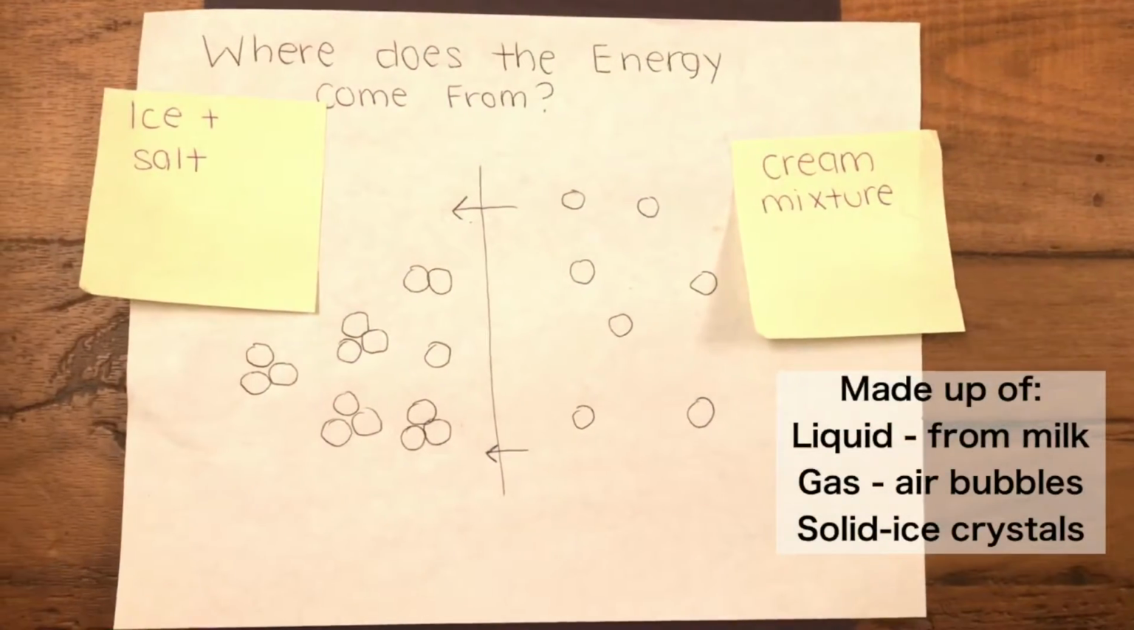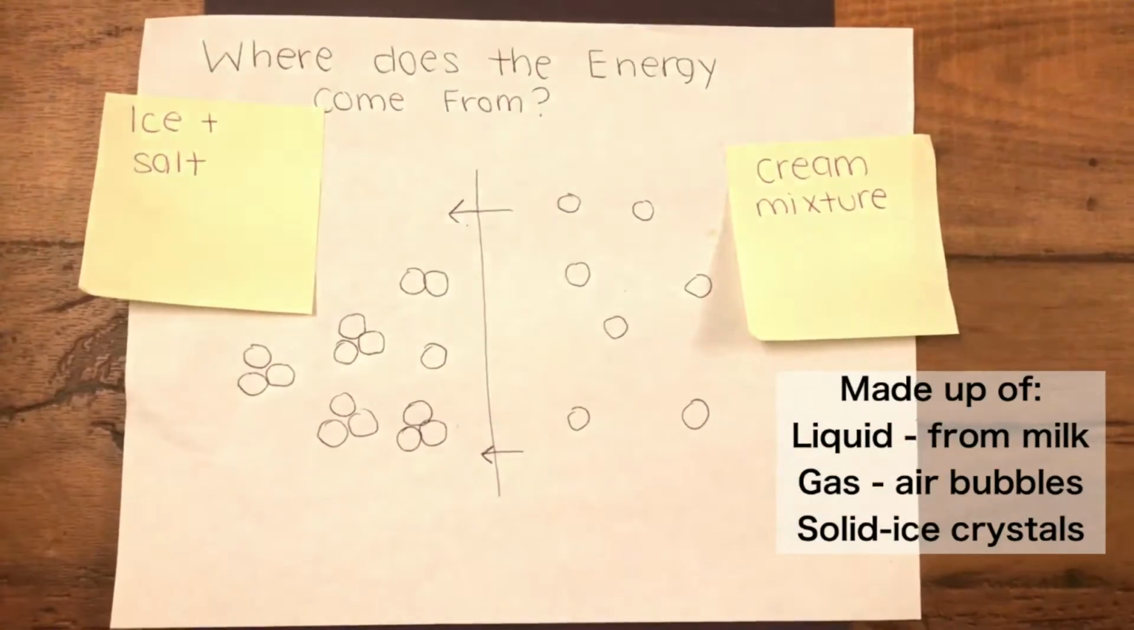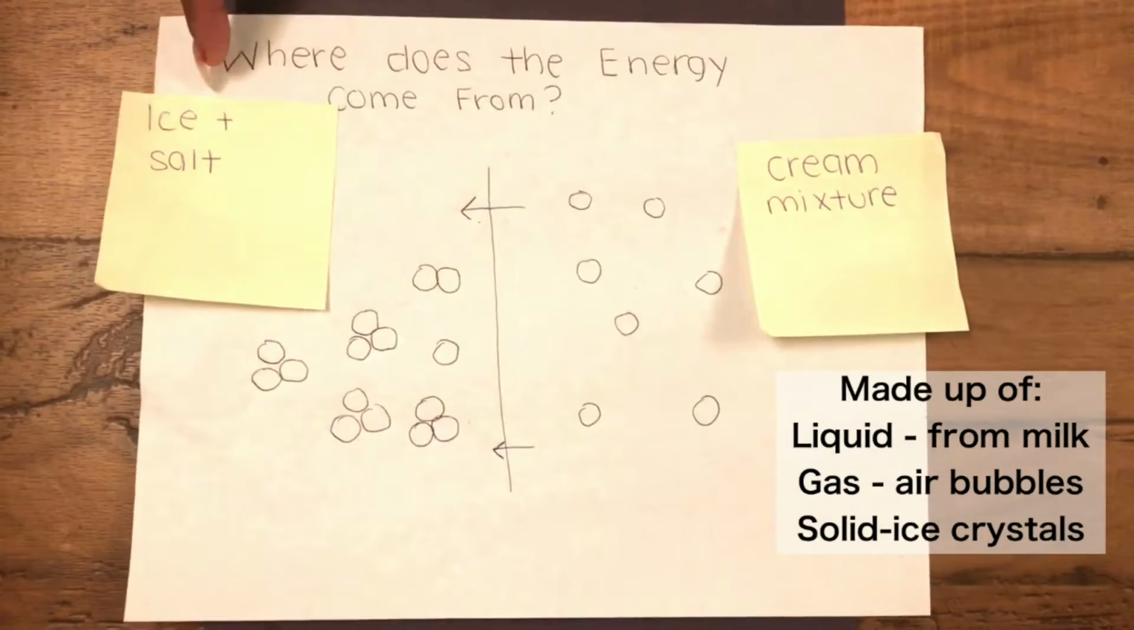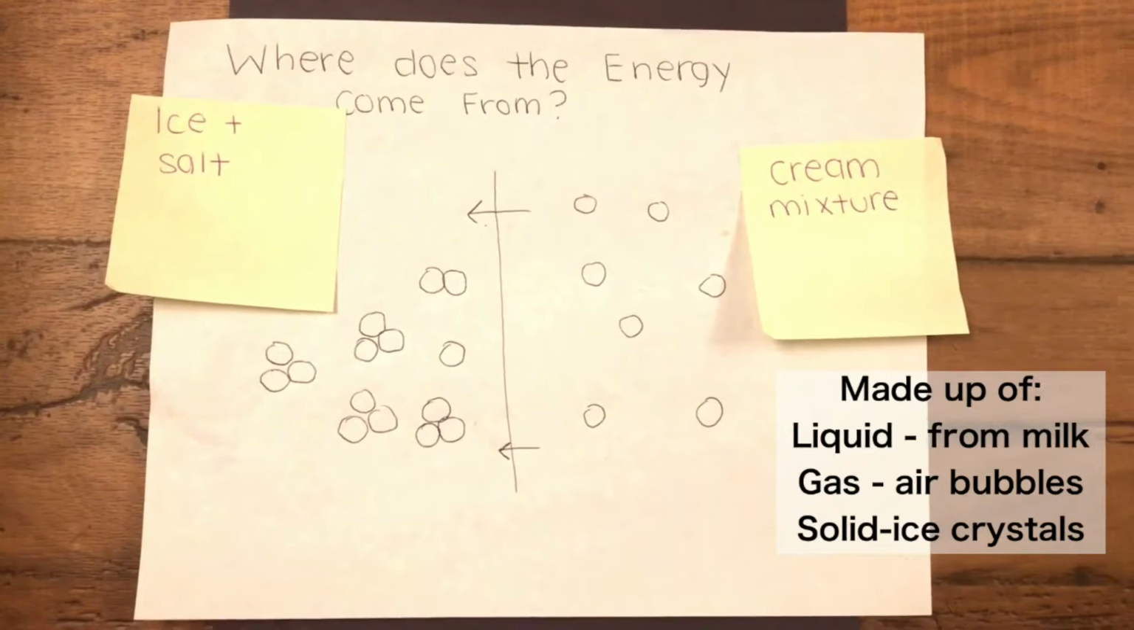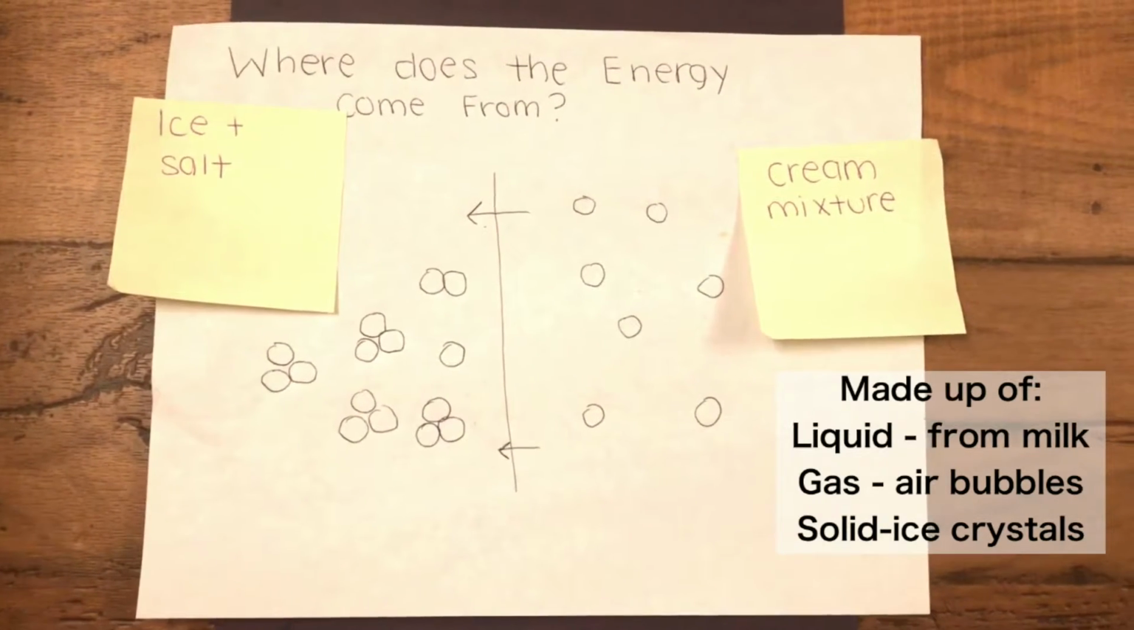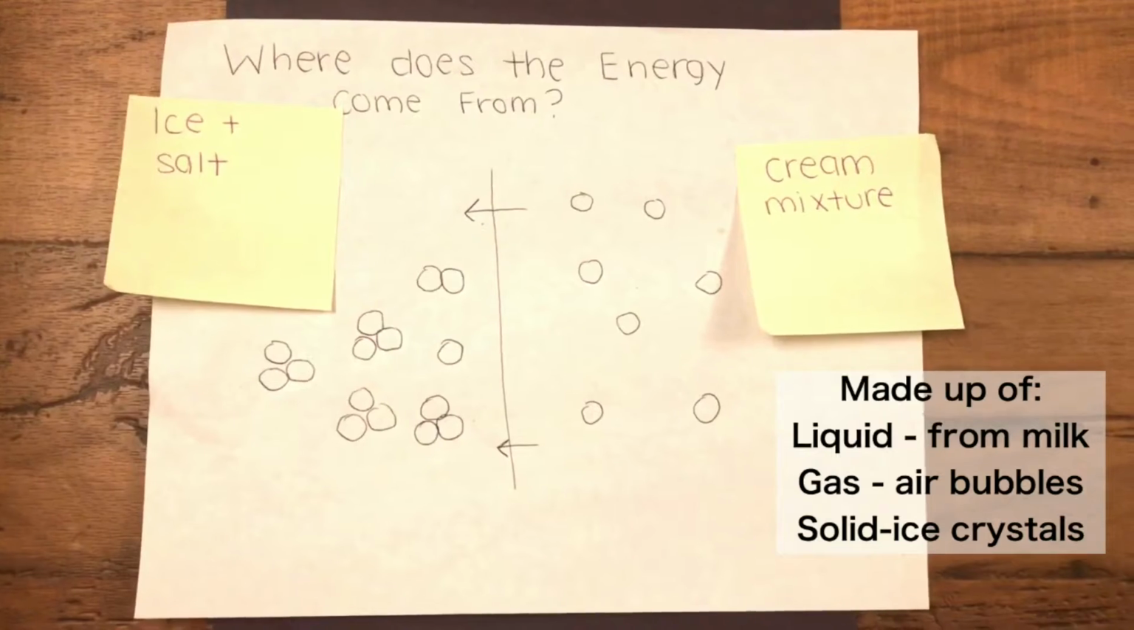The ice gets its energy from the cream in order for it to melt. As the ice gets its energy from the warm cream, it changes from a solid to a liquid state, but then the cream eventually loses its energy. Once it loses its energy, it changes from a liquid to a solid state.